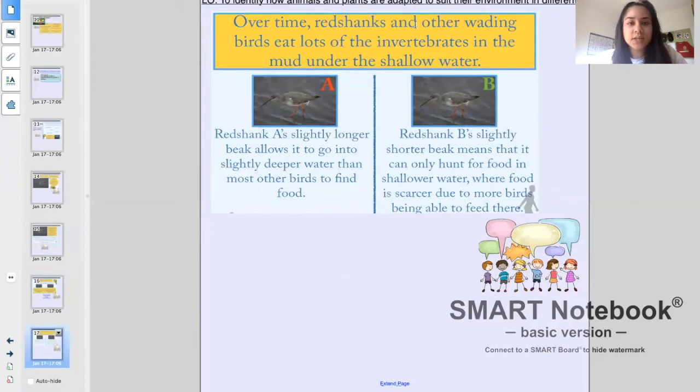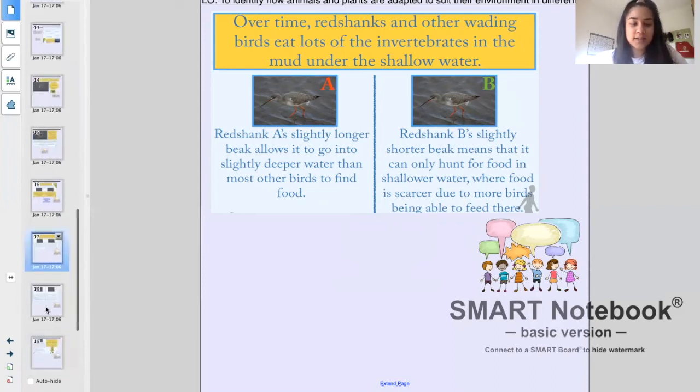So, over time, redshanks and other wading birds eat lots of the invertebrates in the mud under the shallow water. So for redshank A, a slightly longer beak would allow it to go into the water deeper than most other birds that may want to find food under there. Okay, so a longer beak helps them to reach deeper into the water. Redshank B with the slightly shorter beak can only hunt for food in shallow water, where food is probably scarcer, so there's less of it due to more birds being able to feed there. Okay, so more birds with shorter beaks can feed there, and so it's more likely that there will be less food available for redshank B. Okay, brilliant. Let's move on.